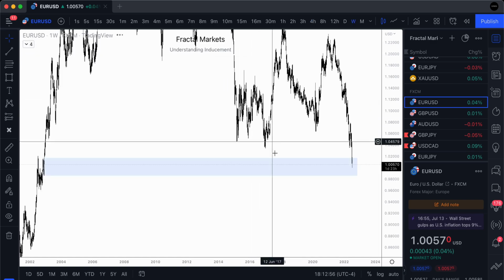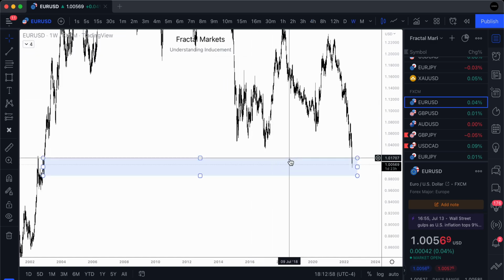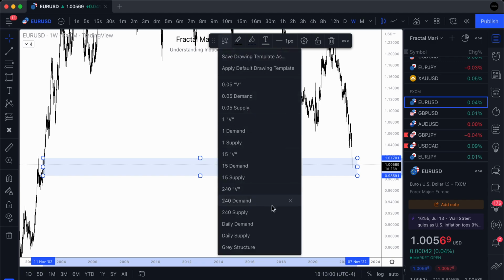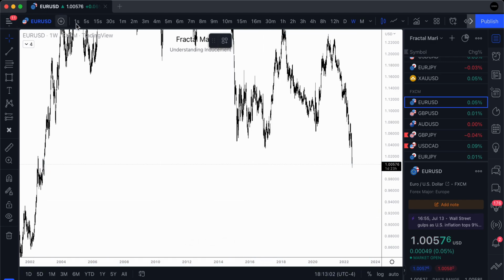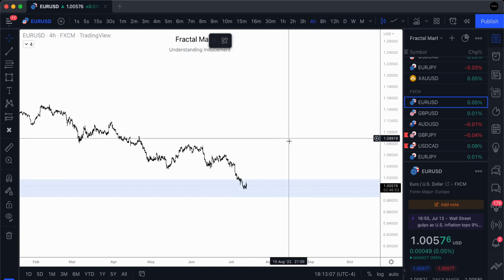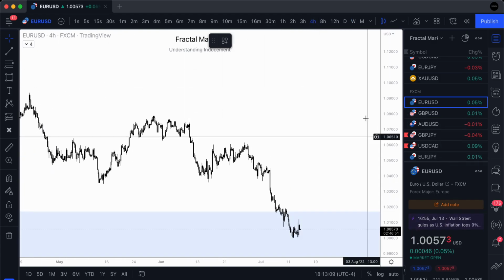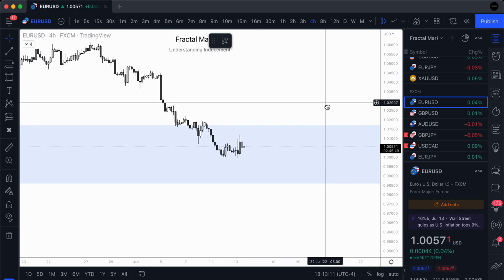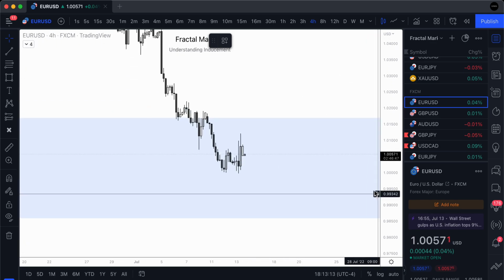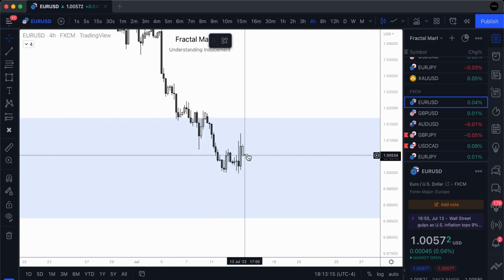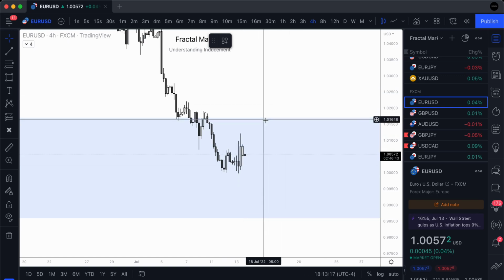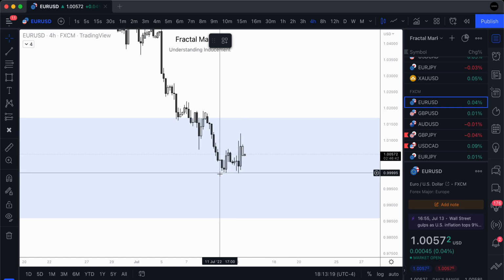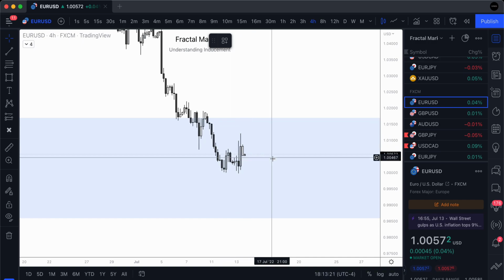Let's go back just for 2 seconds, and we're going to go like this, throw this on the daily demand, and let's go down to our 4 hour. Zoom in quickly. As you can see, we're starting to get some bullish candles printed on the 4 hour. We've basically matched the low. Actually, I think we've just wicked the low.